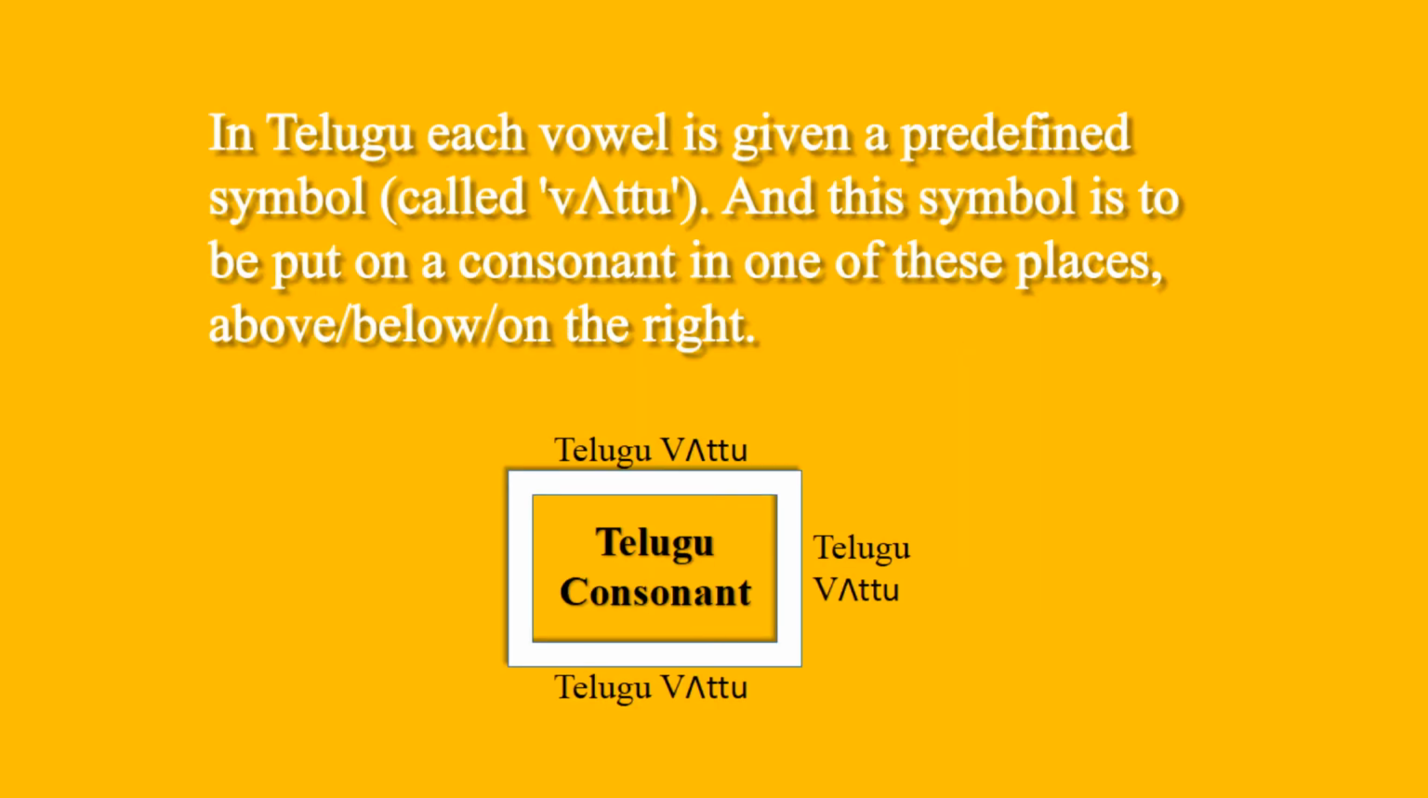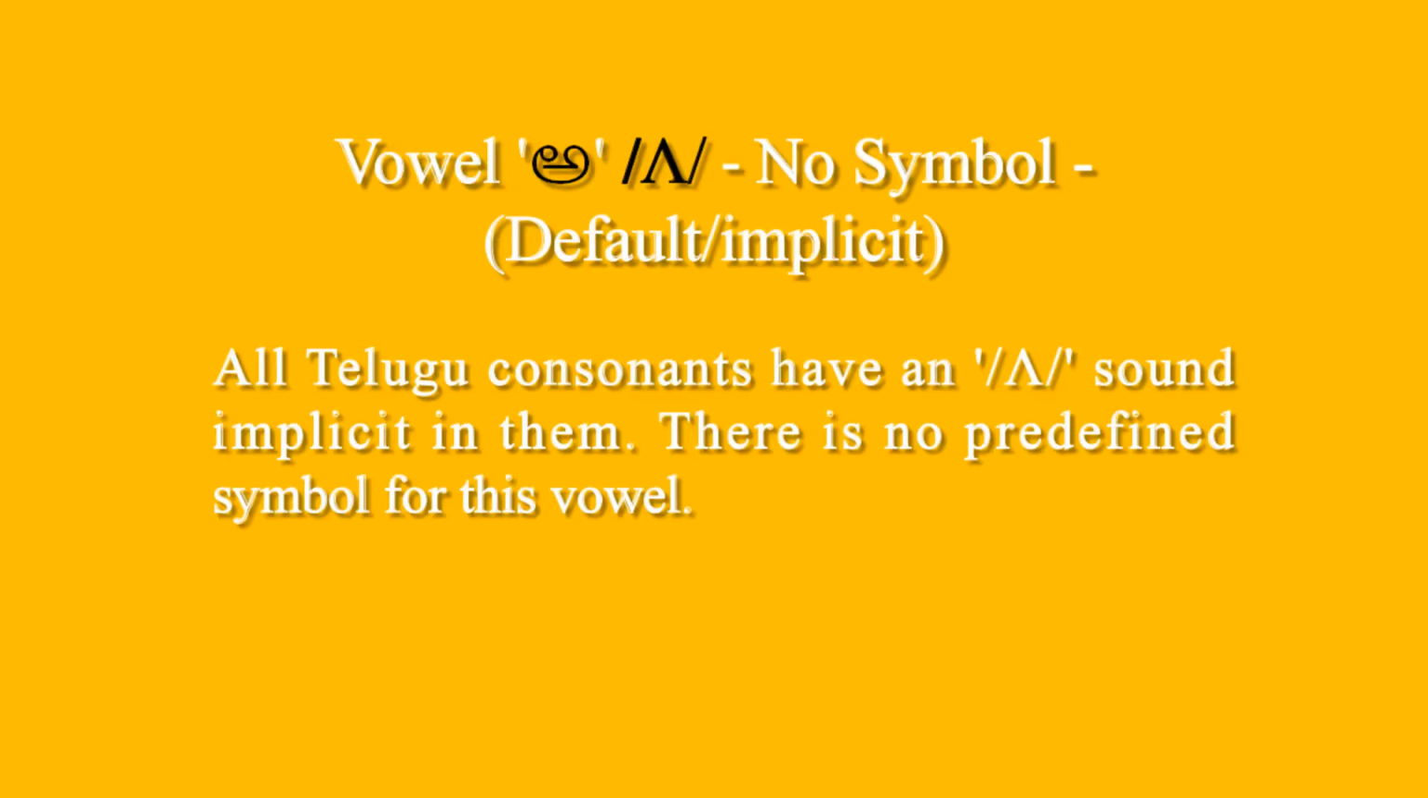In Telugu, the vowel symbols are put in any of these places around a consonant, as shown here: above, below, or on the right. Let us see the vowel symbols, or the Vattulu. For the A sound, there is no symbol. I want to clarify this here.